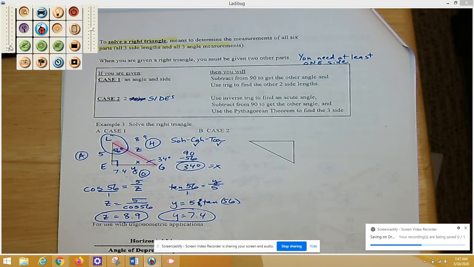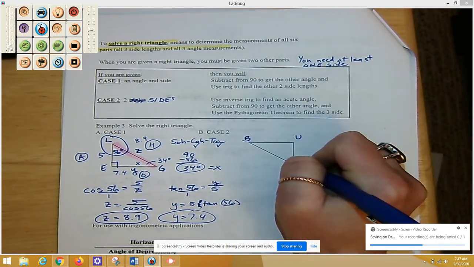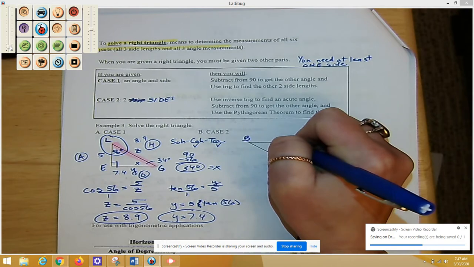All right, letter B, case 2. I'm going to call this BUG, B-U-G. Let's all think spring and happy and warm thoughts.